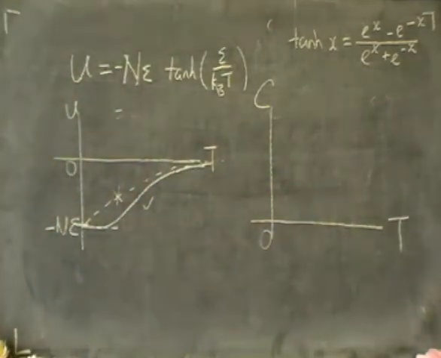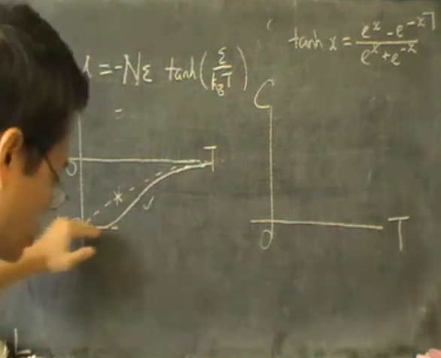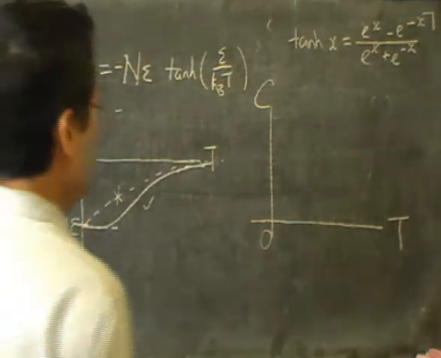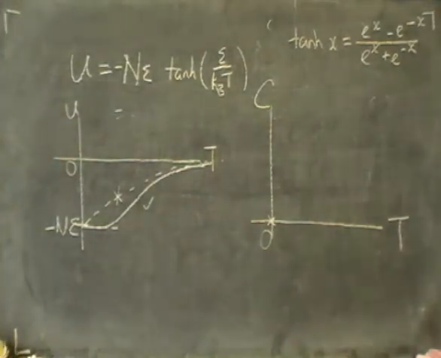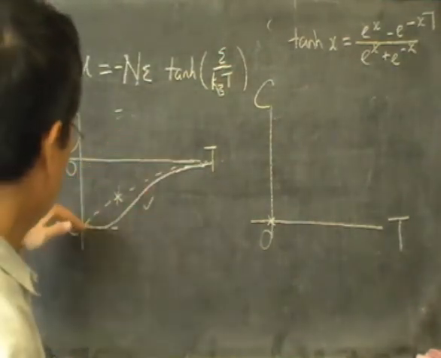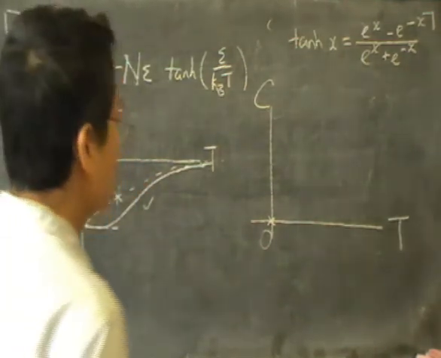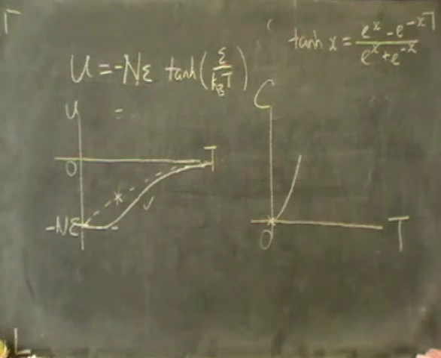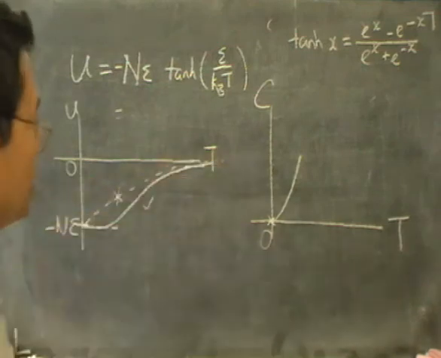So let's start. Let's start from t equal to 0. At t equal to 0, as we have already seen, the gradient is 0. It starts horizontal, which means that C is 0. Now, as temperature increases, U increases. And you see that the slope increases. So C increases. But at some point, the slope turns back and starts decreasing as U tends towards 0.